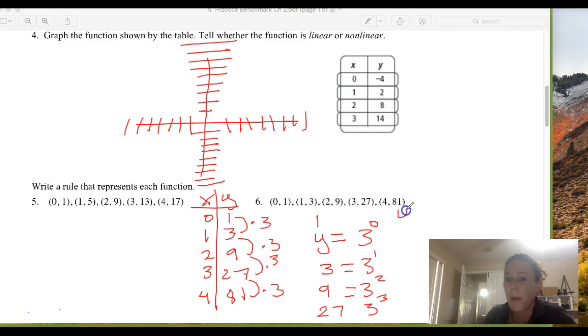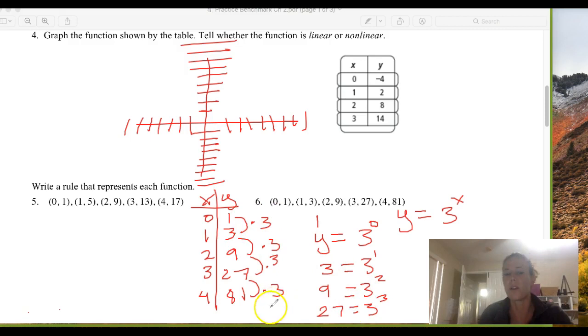So my rule would look like this. My y value is going to equal my base of 3 raised to whatever x is, to the x power. So when I make x 0, I get out 1. When I make x 1, I get out 3. When I make x 2, I get out 9. When I make x 3, I get out 27.